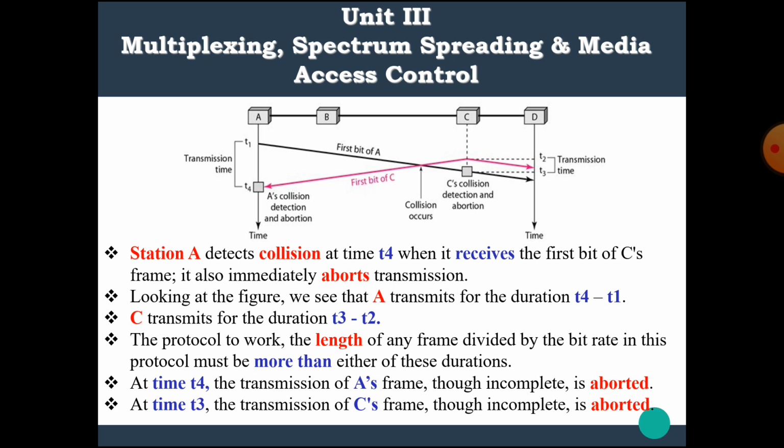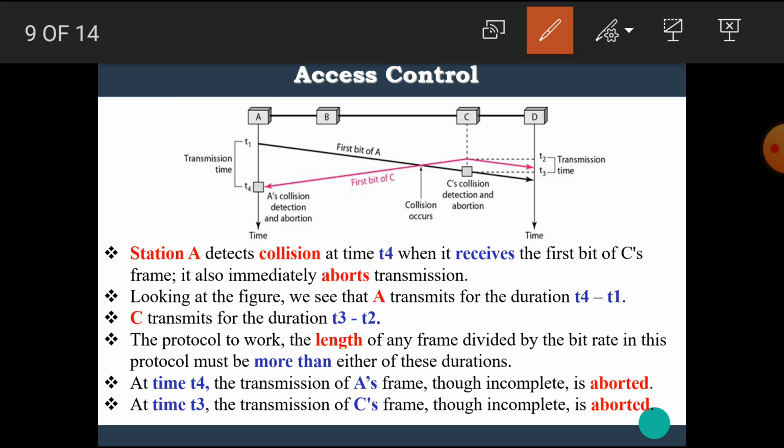Okay. Station A detects the collision at time t4. That means the station A detects it here at time t4. It transmits data until here, where station A detects the collision. It receives the first bit of C's frame. It also immediately aborts the transmission.